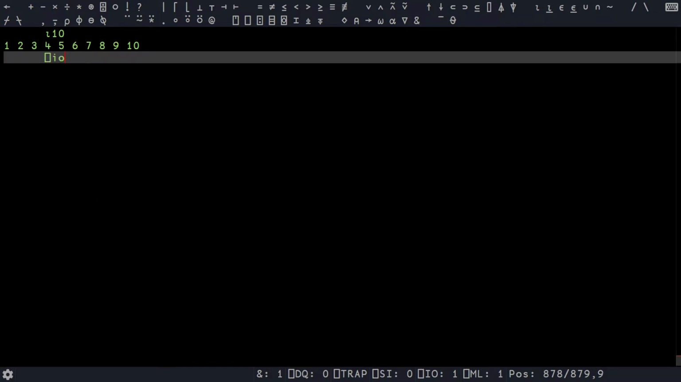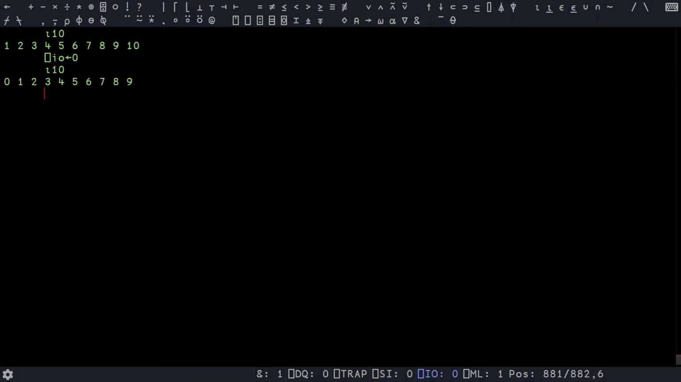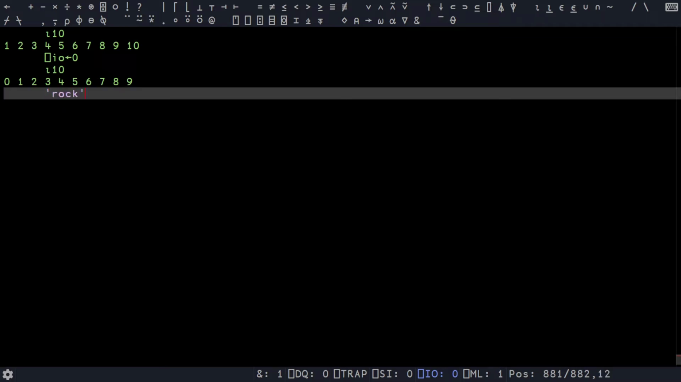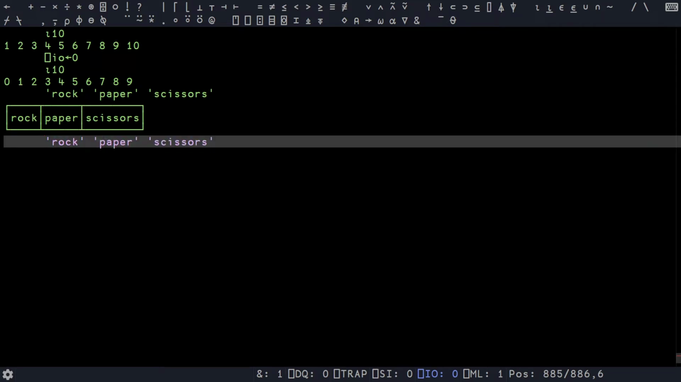Now, if I set IO to 0 and I do iota 10, now it starts counting from 0. And when we're doing modular stuff that wraps around back to 0, this is just going to make things a little bit nicer. Okay, so I think that it would be good if we mapped our input onto some indices. So if we have rock, we have paper, and we have scissors, it would be nice if we could map them onto the range 0, 1, 2.